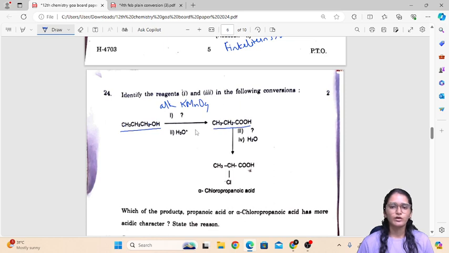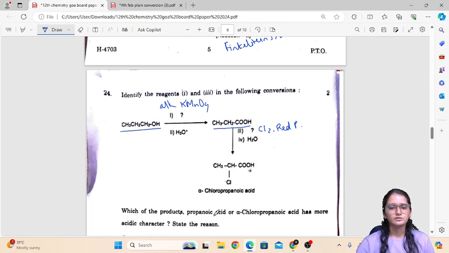Then that carboxylic acid, when you have to convert it to alpha-chloropropanoic acid, you have to take a particular reagent here. Since we are using chlorine here, there is one reaction, the Hell-Volhard-Zelinsky reaction, in which we use Cl2 and red phosphorus. If you want Cl here, you have to use Cl2. If you want Br here, you have to use Br2 and red phosphorus. So this reaction is given here.